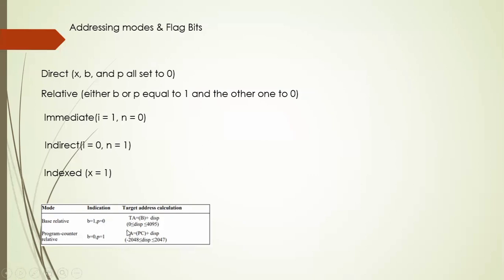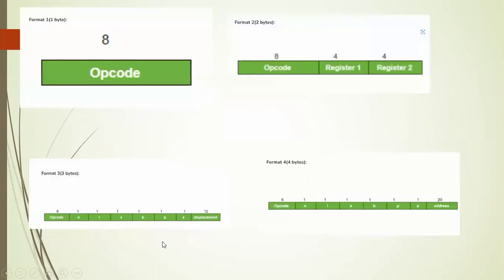This value should be within 0 to 4095. For the program counter relative, the base relative bit will be 0 and the program counter bit will be 1, and the target address will be in the range of -2048 to 2047.